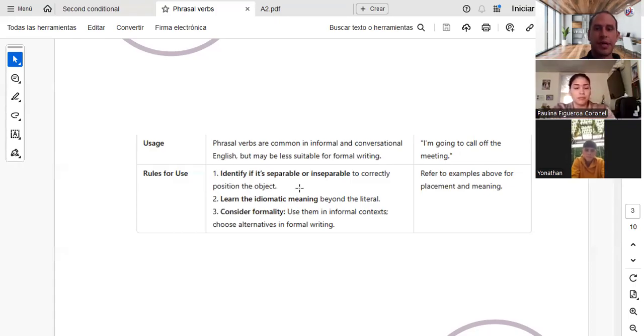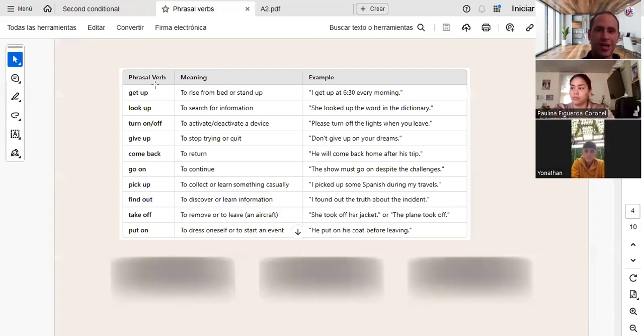Rule for uses. Identify is it separable or inseparable to correctly position the object. Learn the idiomatic meanings beyond the literal. Consider formality, use them in informal context. Choose alternatives in formal writing. So remember, you use them when you are speaking, but you have to try to avoid using them in formal writing, right? Okay, refer to example above for placement of meaning. Okay, let's check. So now there are some phrasal verbs that we're going to try to learn.